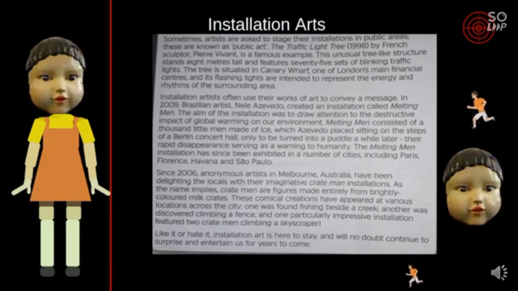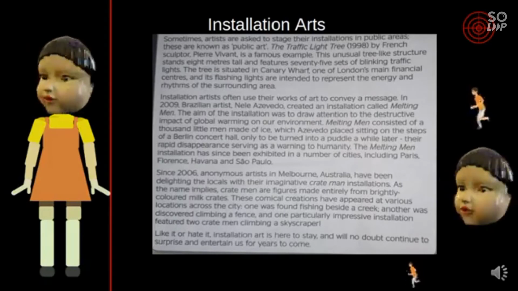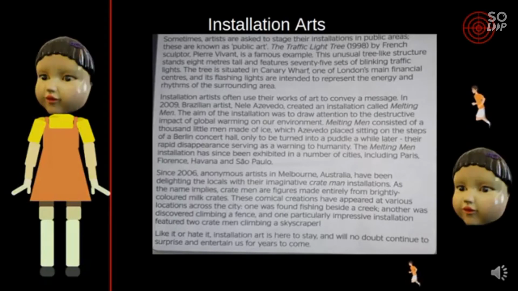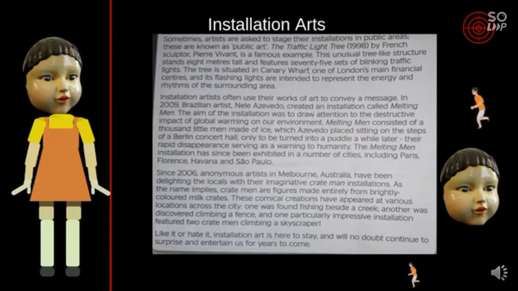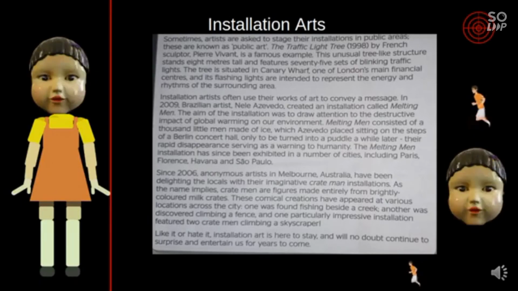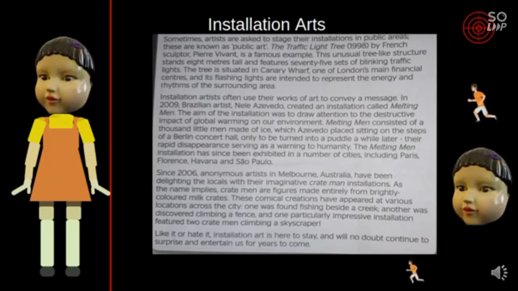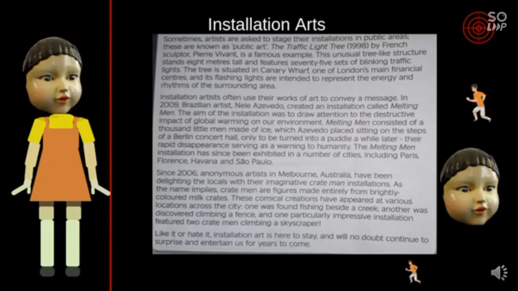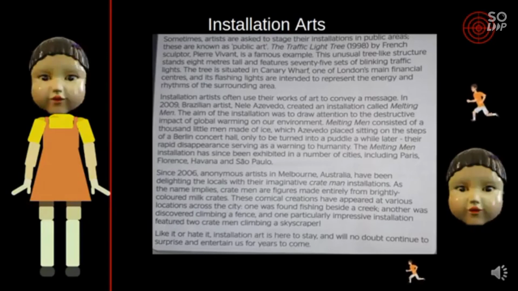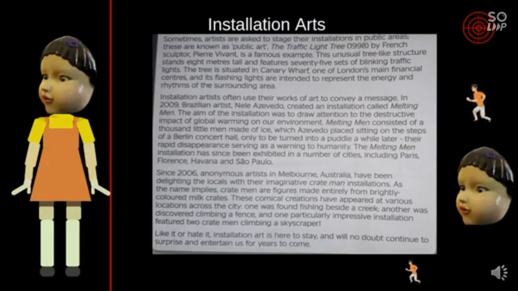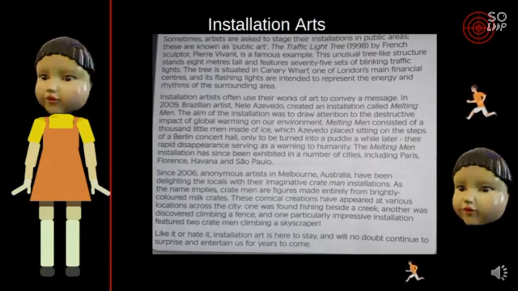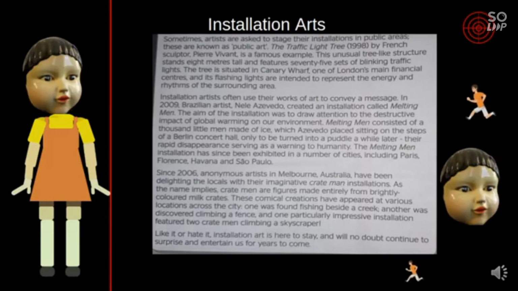So from this text, when you open your textbook on pages 118 and 119, you can see the pictures of the installation art that have been mentioned in this reading material. You can see them in the textbook. It's very beautiful. It's very unique. So you can watch them. Okay.